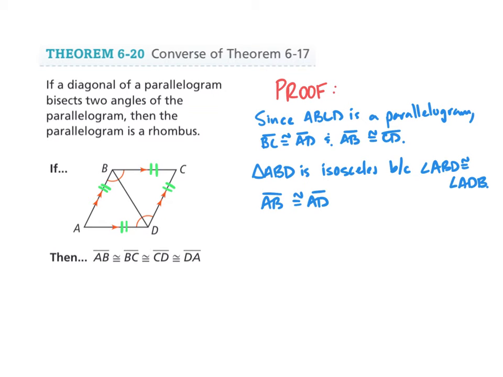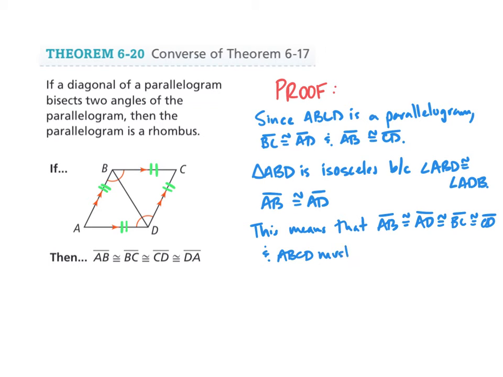All right, so let me finish my proof over here. This means that AB is congruent to AD, which is congruent to BC, which is congruent to CD. All four sides are congruent, and ABCD must be a rhombus. So that's our proof of why if this diagonal bisects these two angles, this shape must be a rhombus.